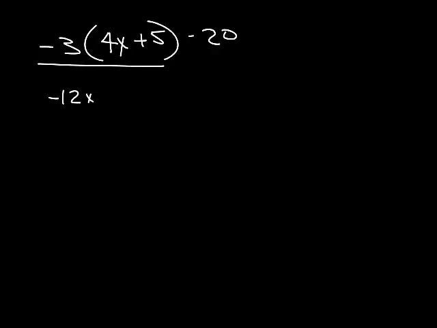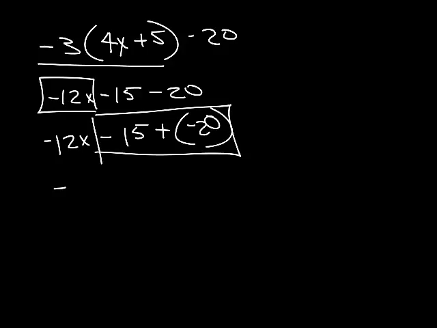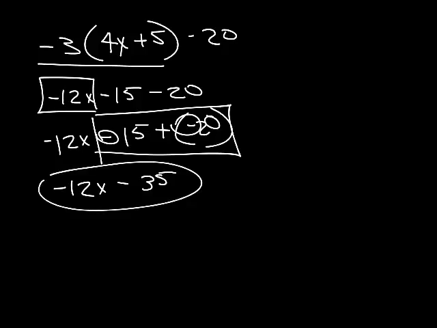So we get negative 12x minus 15. Negative 3 times 4 is negative 12. Negative 3 times 5 is negative 15, minus 20. Can't combine anything there because of the x, so we're just going to leave that as negative 12x. The negative 15 minus 20, we're going to make that plus a negative 20. And so now we have a negative and a negative. Two negatives, if the signs are the same, you add the numbers and put the negative sign on it because it's common to both of them. And that ends up being what you get for an answer.